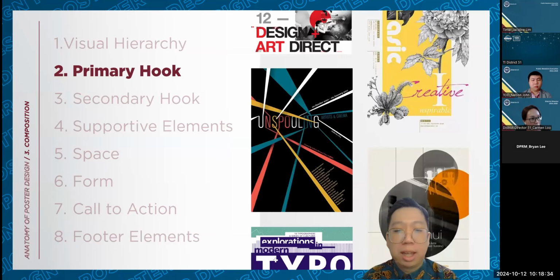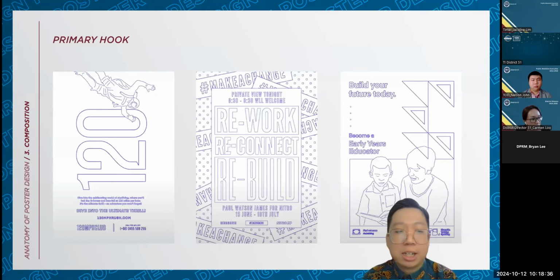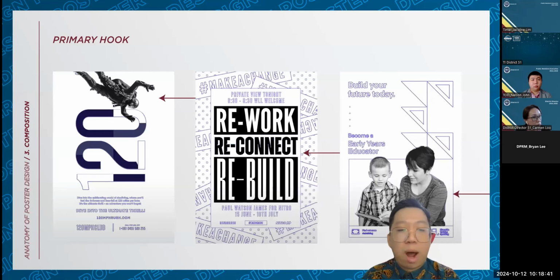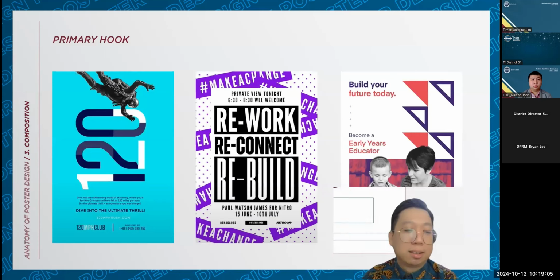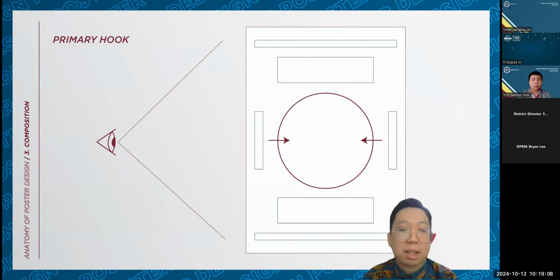So the primary hook in poster design is the attention magnet, and typically the first thing that one will see. In poster design, this can take the form of an image or typography in the form of a title or a headline, in an eye-catching or bold display font. The primary hook is the captivating element that draws the viewer in, leaving a lasting impression. And a compelling hook makes the poster unforgettable and impactful.